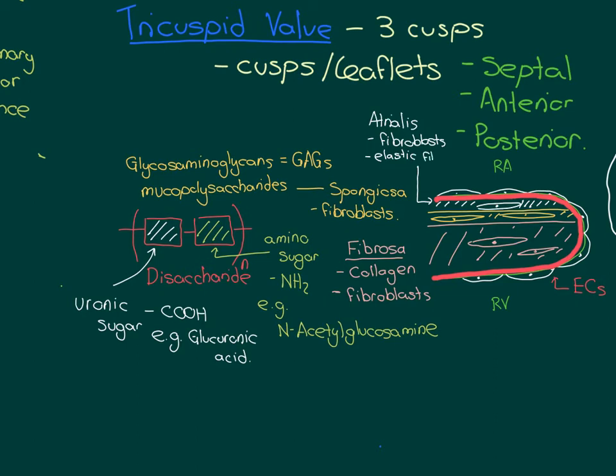So we've got these 3 different layers of connective tissue. We start off with the thickest layer down at the ventricular surface, which is the fibrosa layer, consisting of fibroblasts and loads of collagenous connective tissue. Then above that we've got the spongiosa, which consists of mucopolysaccharide connective tissue and fibroblasts which have produced it. And then right up at the top, facing up to the right atrium, you've then got the atrialis layer, which consists of fibroblasts and elastic connective tissue fibres.